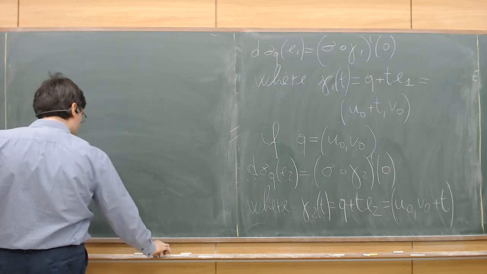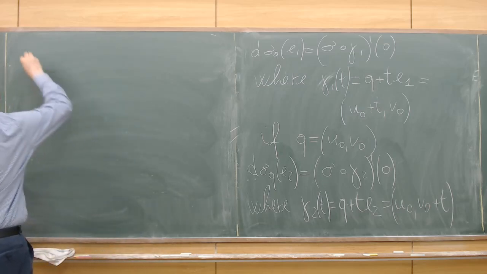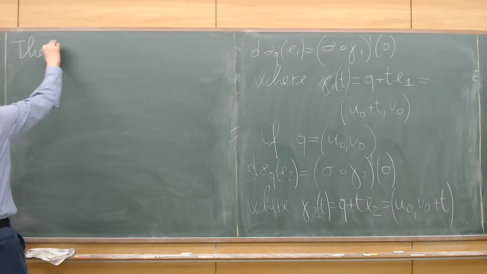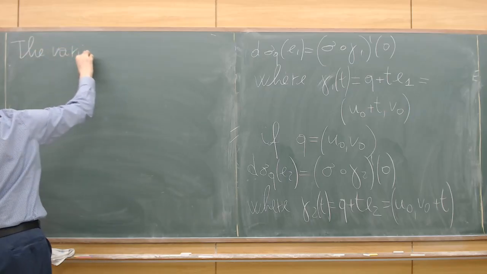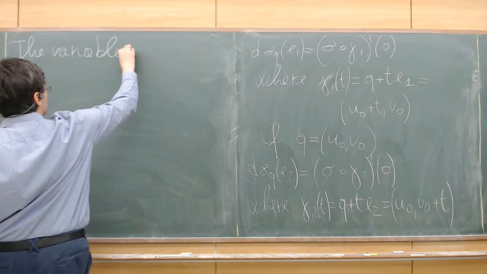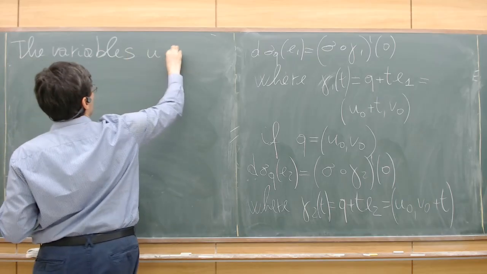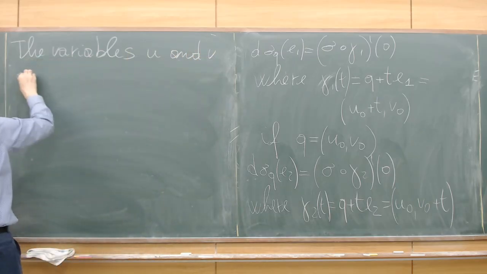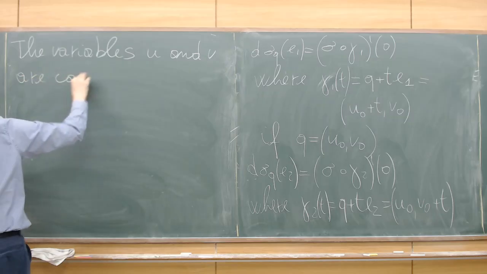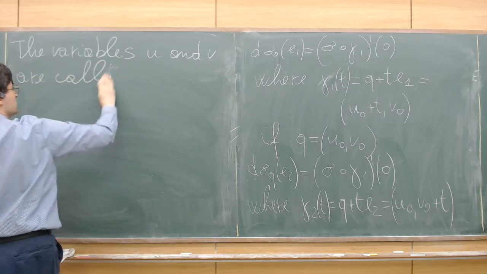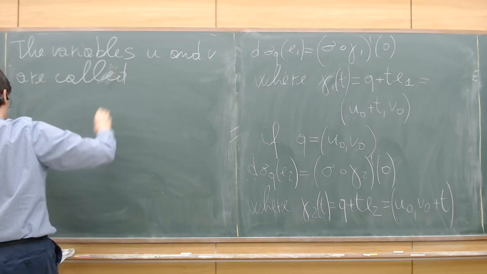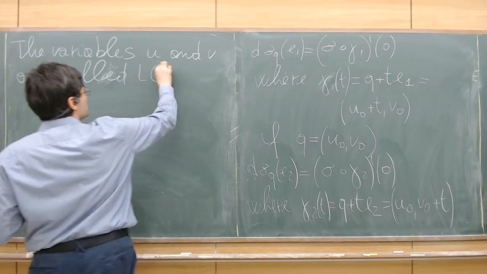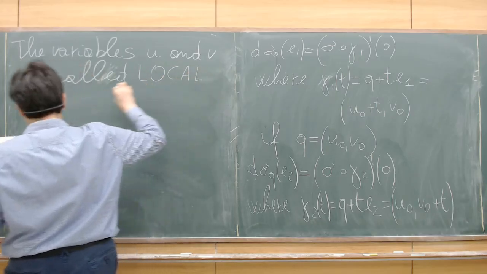The variables u and v are called local coordinates.